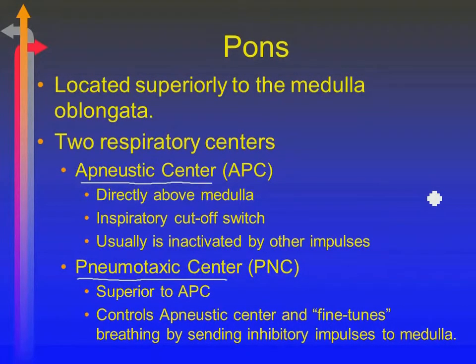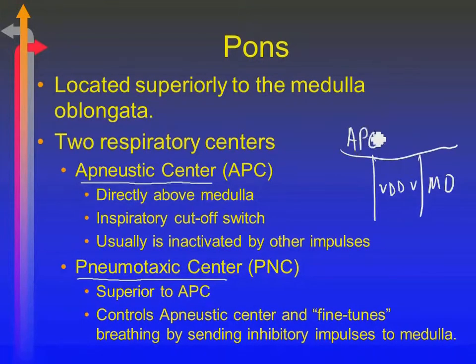So here's my medulla oblongata, and it's got those dorsal and ventral groups. Right above it is my pons with my apneustic center and my pneumotaxic center. These impulses come up and go to the apneustic center, and they're basically the inspiratory cutoff switch.